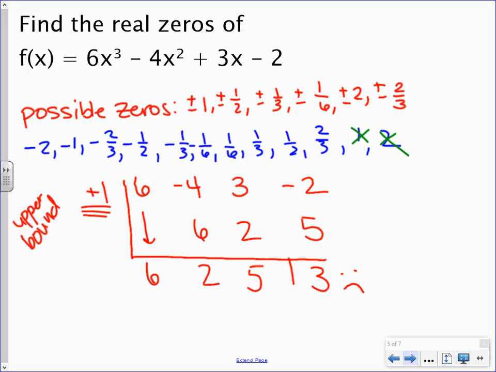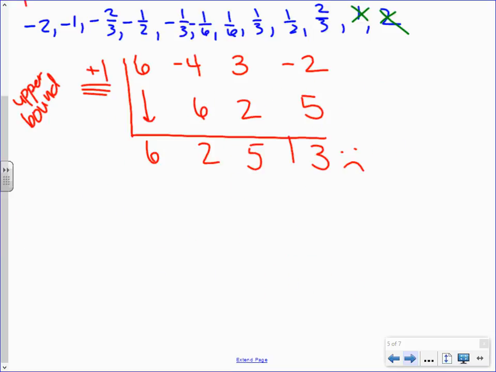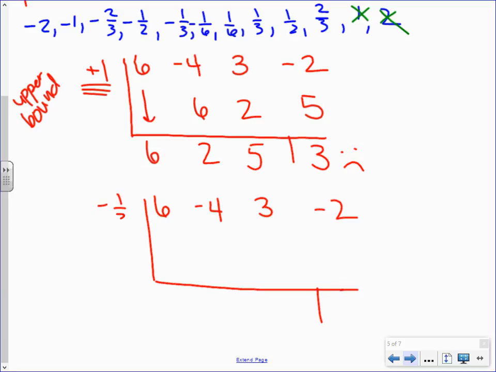Now, I know that this is probably not the next zero you would try, but I want to show you what a lower bound would look like, okay? So let's say you do synthetic division. Okay, it didn't work for us the first time. So let's try negative 1/3. Like I said, probably not the next one you're going to try, but for effect, I want to show it to you.